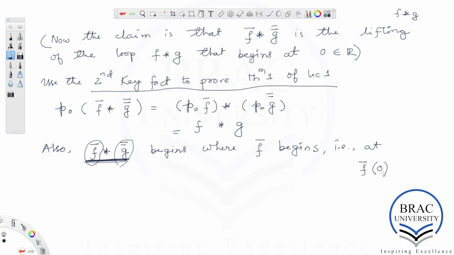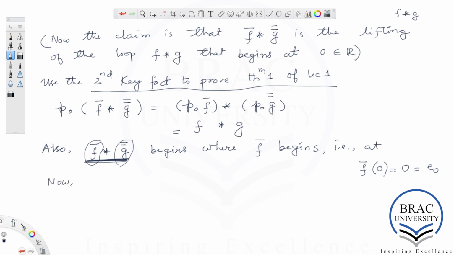And we know that F bar of 0 is 0. So both F bar and G bar begin at 0, which we denoted by E0.